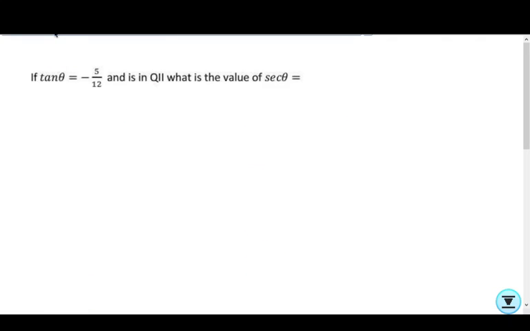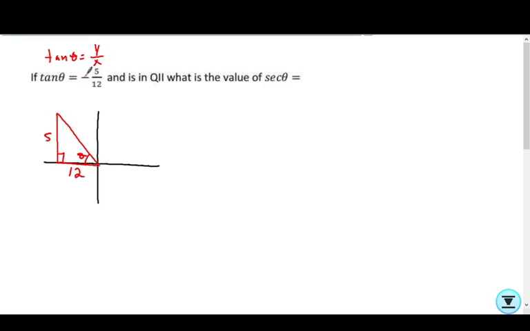Okay, let's do one more. Tangent theta is negative 5 over 12 and is in quadrant 2. What is the value of secant theta? Again, we start by setting up my triangle in the correct quadrant. That's step 1. I'm in quadrant 2, which means my triangle looks like this. This is my right triangle. This is my theta. From the last problem, tangent theta is y over x. So my y is 5 and this is 12. Now, this is negative right here.